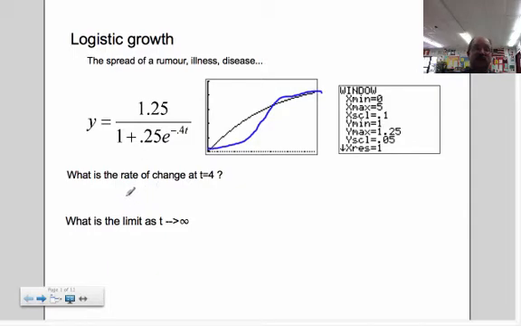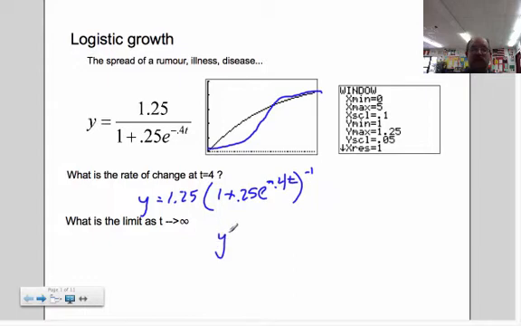And so we might want to know how this thing is changing when t is equal to 4. The rate of change is the derivative. How would I take the derivative here? I might rewrite this as 1.25 times (1 plus 0.25 e to the negative 0.4t) to the negative 1. That might be easier to deal with.